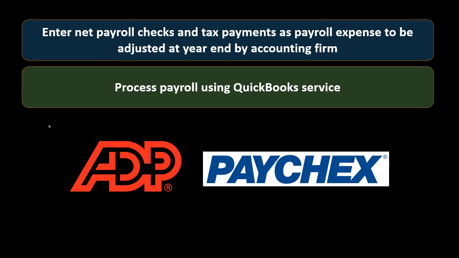If we do have someone outside like ADP or Paychex that's processing the payroll, we still are going to have to enter that information into our system. One way that we'll see that, of course, is when the paychecks clear the bank. So once the paychecks clear the bank, we're going to see them in our system. And what we'll see is only the net check that clears the bank.